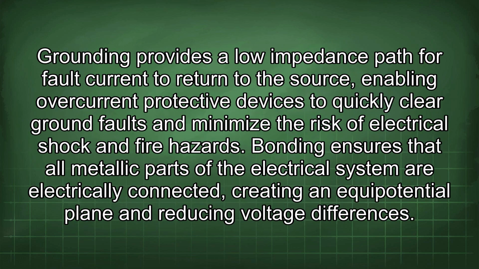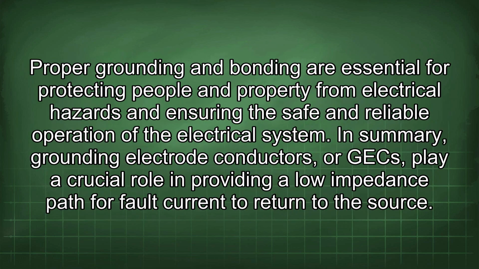The building's electrical system relies on effective grounding and bonding for safety and reliability. Grounding provides a low impedance path for fault current to return to the source, enabling overcurrent protective devices to quickly clear ground faults and minimize the risk of electrical shock and fire hazards. Bonding ensures that all metallic parts of the electrical system are electrically connected, creating an equipotential plane and reducing voltage differences. Proper grounding and bonding are essential for protecting people and property from electrical hazards and ensuring the safe and reliable operation of the electrical system.